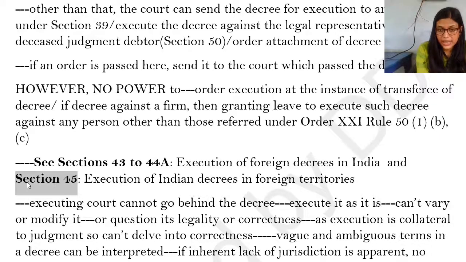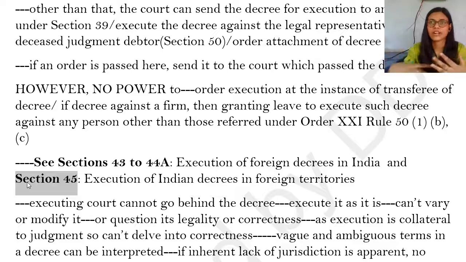But if there is an inherent lack of jurisdiction which is very apparent, then you need not execute the decree, as it is the same as a nullity. If there is an inherent lack of jurisdiction, the same, as apparent, will become a nullity. And territorial jurisdiction, as I said, is important because they cannot enforce or execute a decree against a person or property lying outside its jurisdiction. And also remember that the court to which it has been transferred also has the same powers.